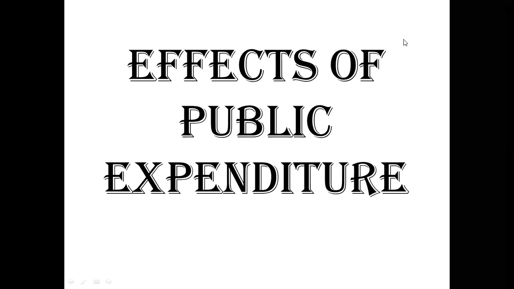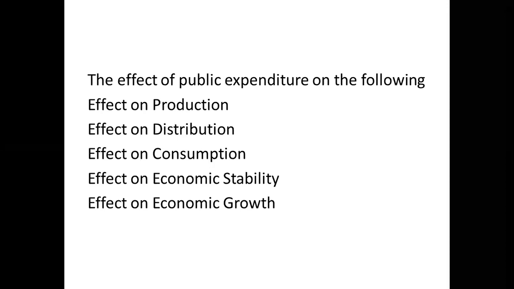So, in today's lecture, we'll be discussing the effects of public expenditure. In the previous topic, we discussed what public expenditure is, and its canons, types, and causes. In continuation, we'll be looking at the effects of public expenditure on various areas. Let's find out which areas are affected by public expenditure. It includes effect on distribution, production, consumption, economic stability, and economic growth. So these are the areas which are affected by public expenditure.